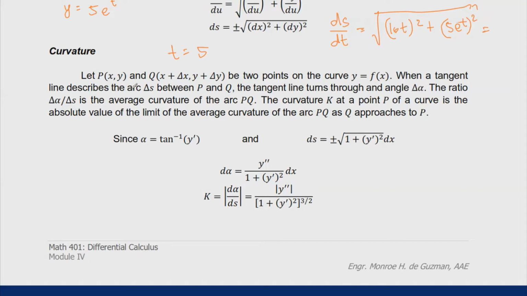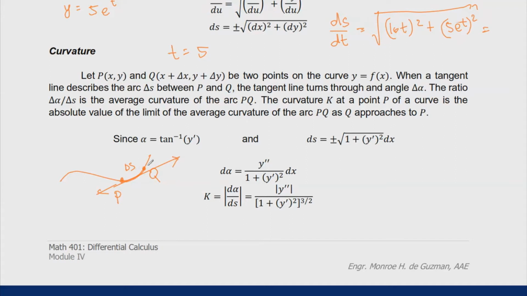So when a tangent line describes the arc delta s between P and Q, imagine we have a curve, and I have here two points, P, the original point, and this one is Q. If we have a tangent line that describes the arc delta s between P and Q, so this is the arc, and that's the tangent line. So the tangent line describes the arc delta s, this arc length.